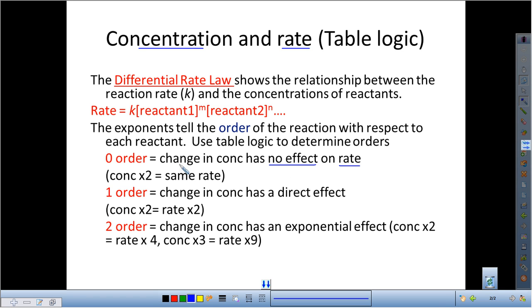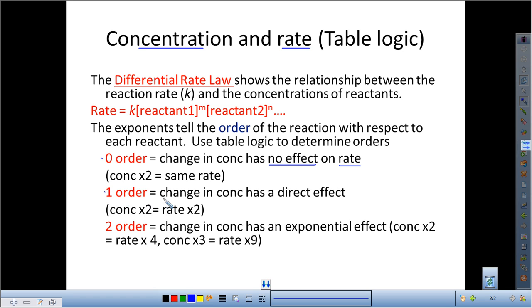All right? So it doesn't matter if you double the concentration, then the rate stays the same. If you quadruple the concentration, then the rate of the reaction stays the same. There's no effect or zero effect on the rate when the concentration is changed. So that's a zero-order reaction. All right. The second kind of reactant is a first-order reactant.